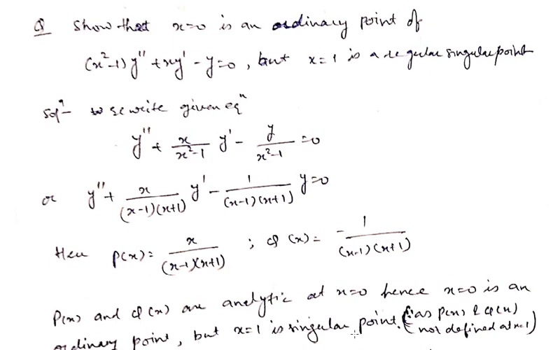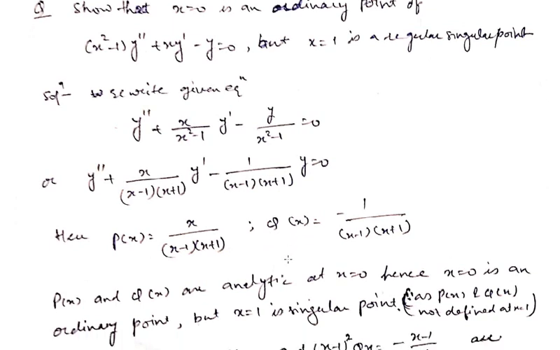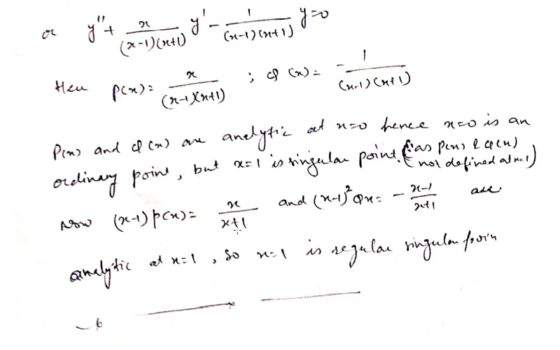whereas x equals 0 is an ordinary point. Now to check whether this singular point is a regular singular point or an irregular singular point, for that we will multiply p(x) with x minus 1 and q(x) with x minus 1 whole square. So we get (x minus 1) p(x) equals x upon x plus 1, and (x minus 1) whole square q(x), q is some function of x, equals minus of x minus 1 upon x plus 1. This is some function of x actually.